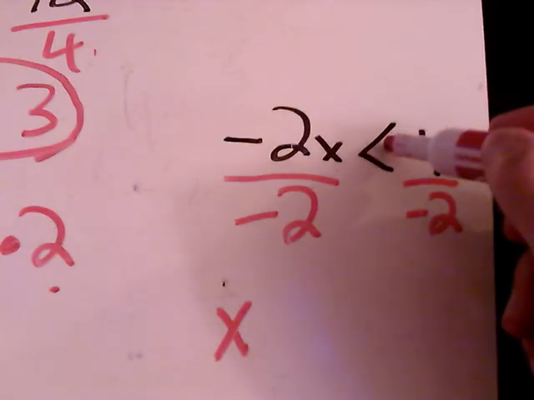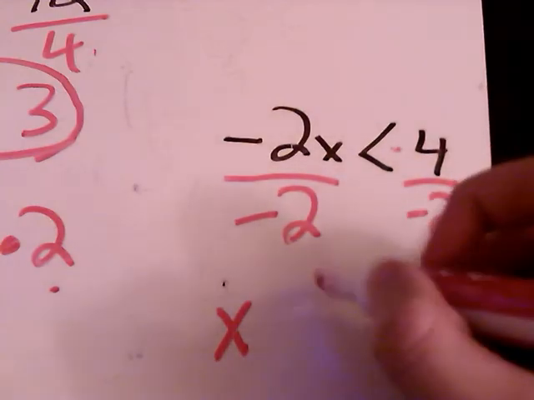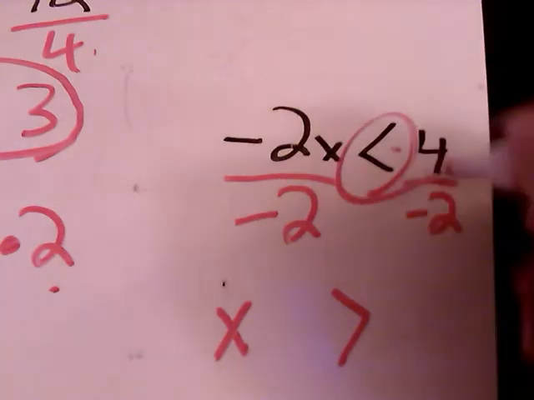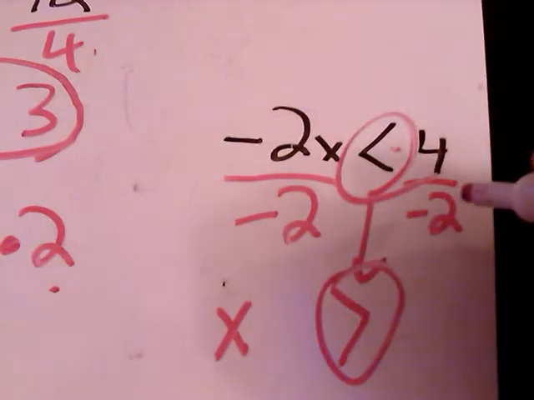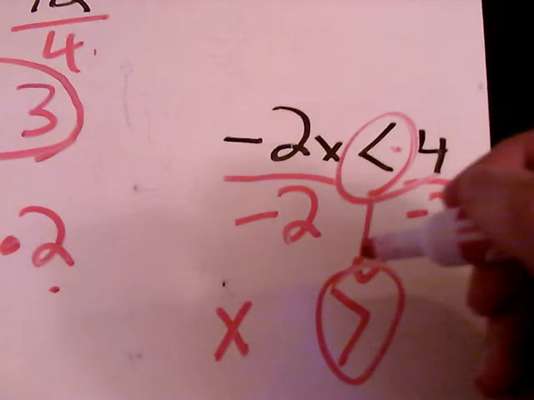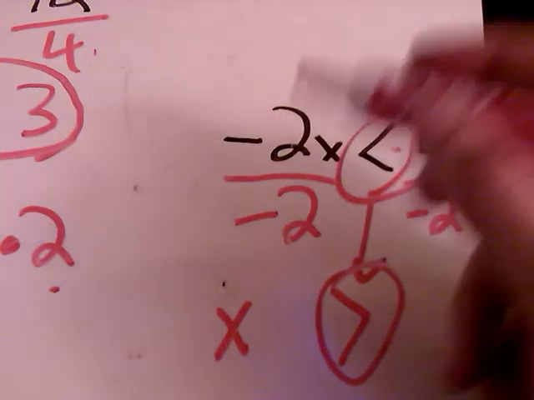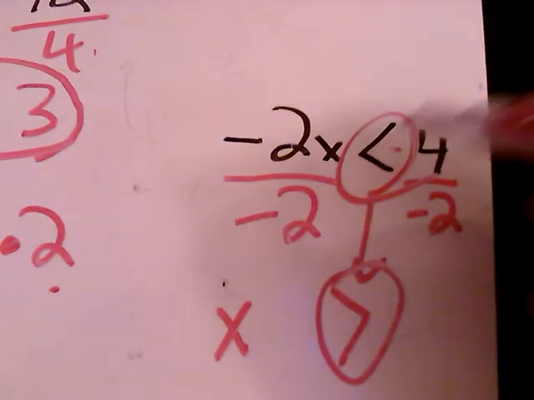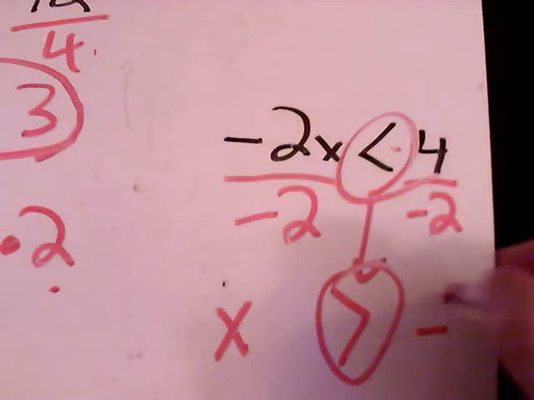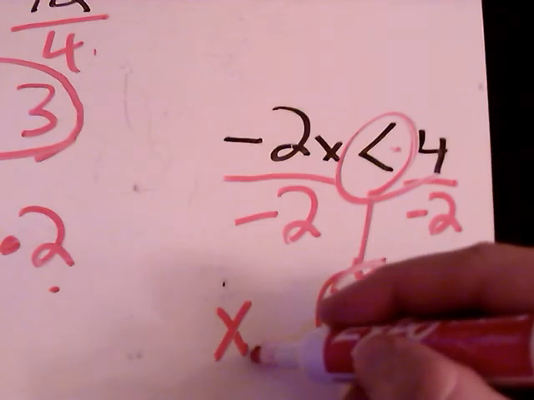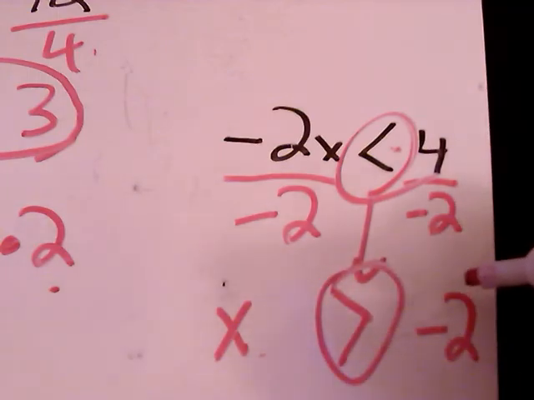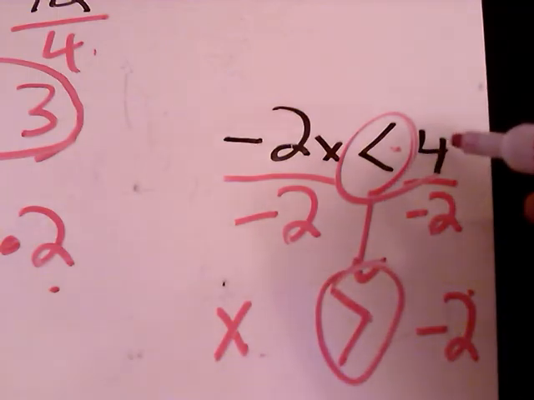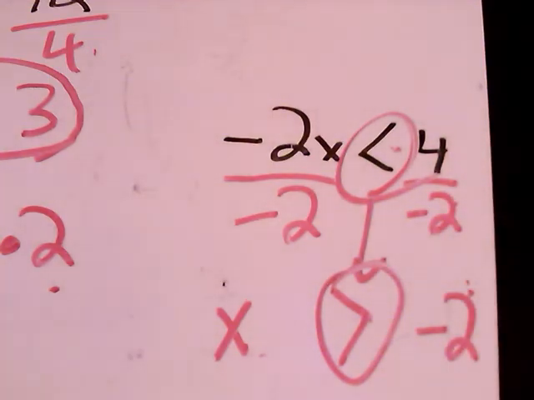So this inequality is opening to the right. Now it has to change. It has to open to the left. Because that is the rule. When you divide and multiply by a negative, you have to change the sign. So your answer is x is greater than negative 2. That is your final answer, because 4 divided by negative 2 gives you negative 2. Make sure to keep in mind that rule.